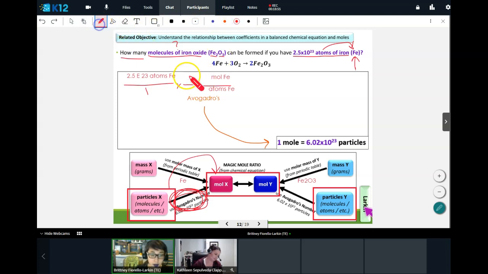Perfect for Avogadro's number. And then how many atoms are always in Avogadro's number? Again, atoms could also mean particles. Atoms are a type of particle. How many atoms are always in Avogadro's number?